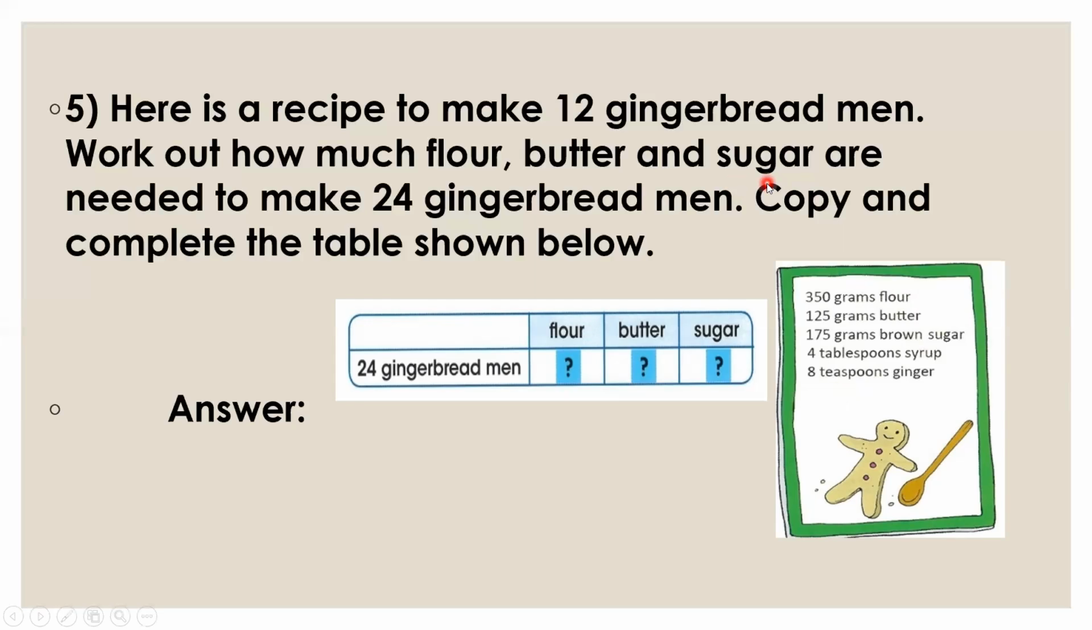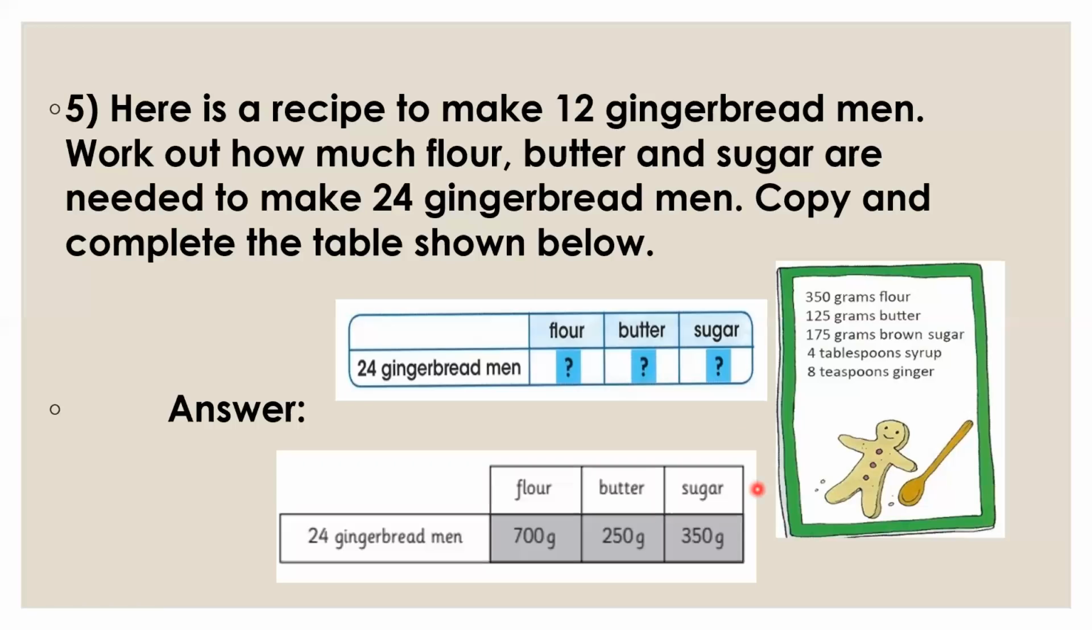Now, the next one is sugar. Sugar they have mentioned as 175 grams needed for 12 gingerbread. So how many needed for 24 gingerbread? That is 175 multiplied by 2. So that is how much? So by doubling, we will get the answer as this. So now you understand how to find the answer for this question.